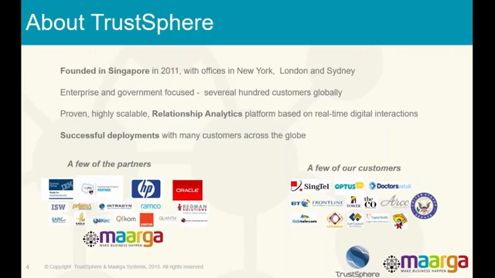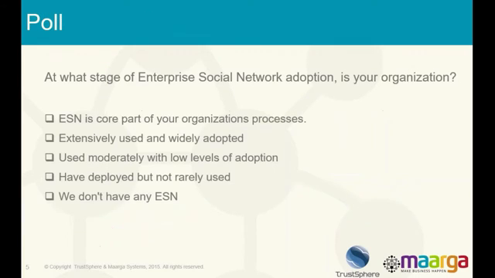Before we jump into today's webinar, we wanted to run a short poll to understand our audience properly. I would be starting a poll and you would have 30 seconds to give your feedback, which will help us to drive the webinar in the right direction. The question we are asking today is, at what stage of enterprise social network adoption is your organization? The options are, it is an integral or core part of your organization's processes, or it's extensively used and widely adopted, it's used moderately with low levels of adoption, or you have it deployed but is rarely used, or you don't have an ESN at all.